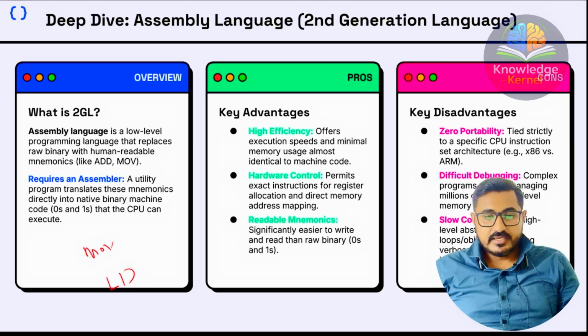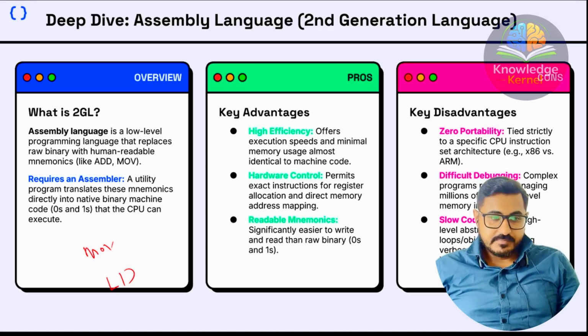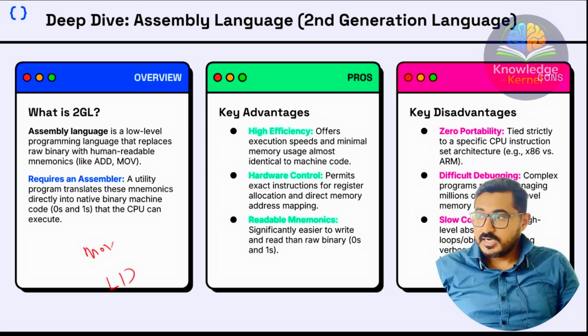And third is readable mnemonics. First of all, it offers execution speeds and minimal memory usage almost identical to machine code. Second, it permits exact instructions for register allocation and direct memory address mapping. So it's similar to that of the machine language. You will get direct hardware control while using assembly language also.